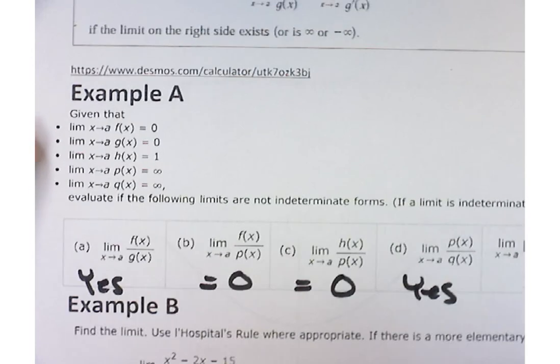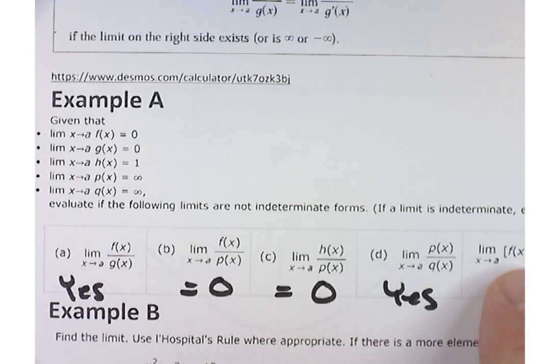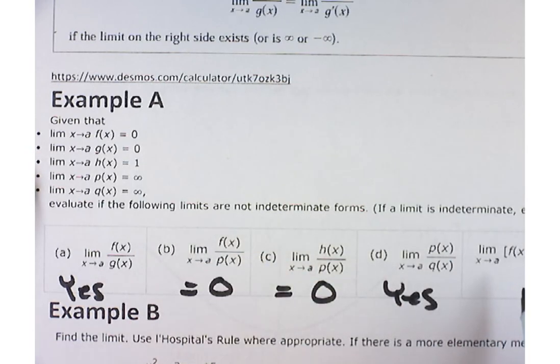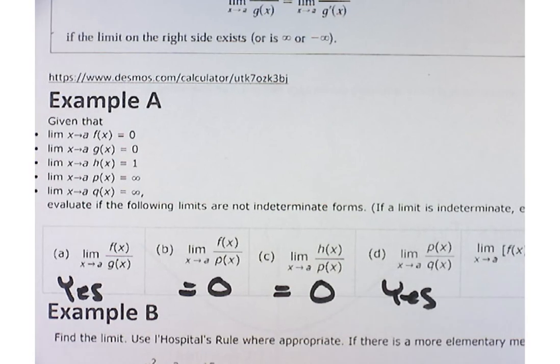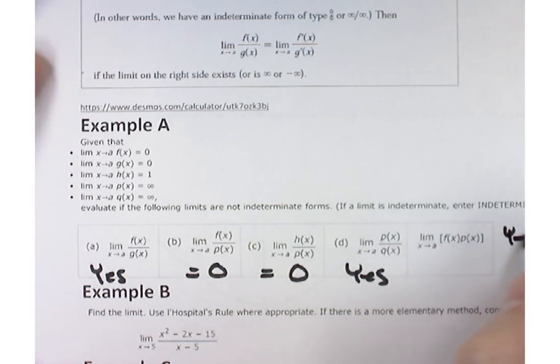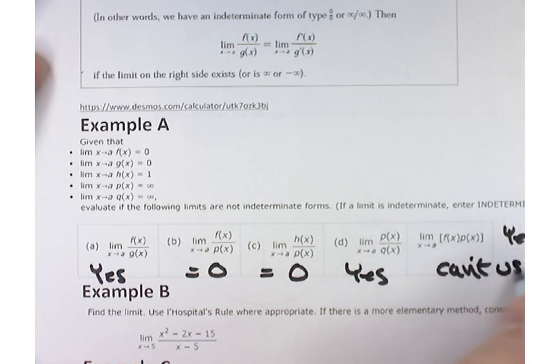And last but not least, f of x times p of x. Well, f of x is going to 0, and p of x is going to infinity. It is kind of an indeterminate form, but you can't use L'Hopital's rule. So it's kind of an in-between. So we'll put a yes, but you can't use L'Hopital's rule just yet.